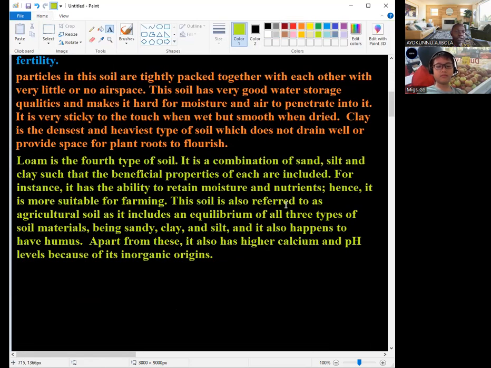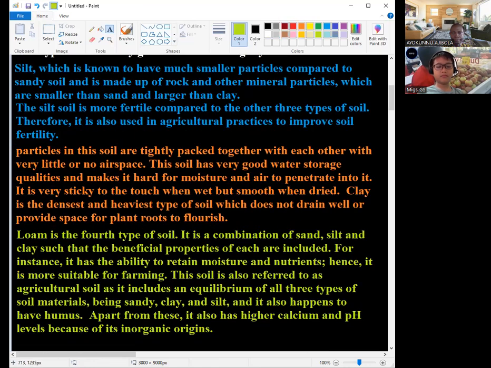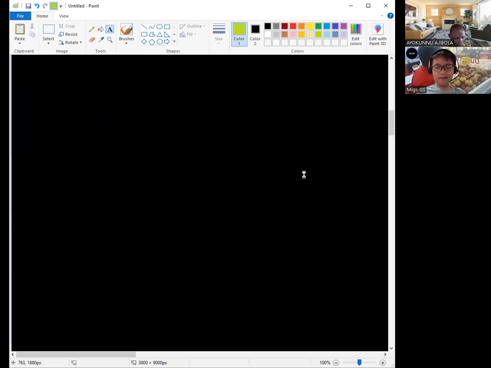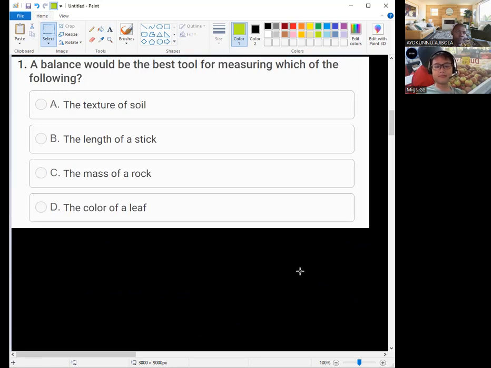So now that we have looked at the four types of soil, let us look at other kinds of questions that may or may not have anything to do with soil, but are part of what we need to know. There is a question here. I'm going to bring it up now. It talks about a balance. A balance will be the best tool for measuring which of the following?